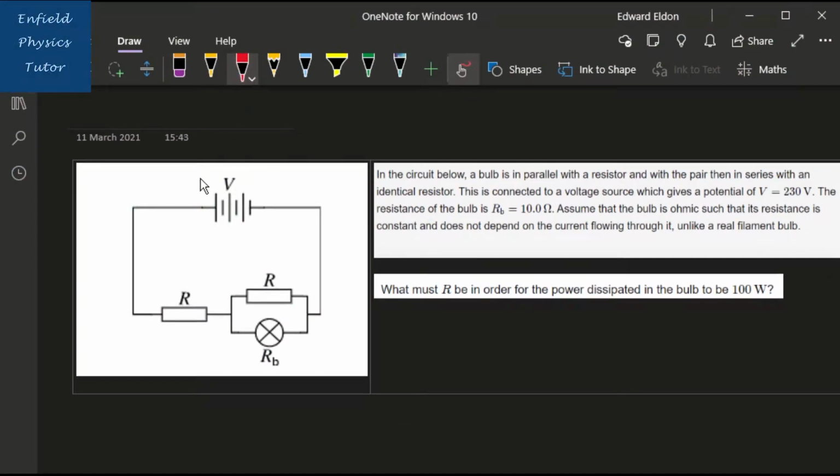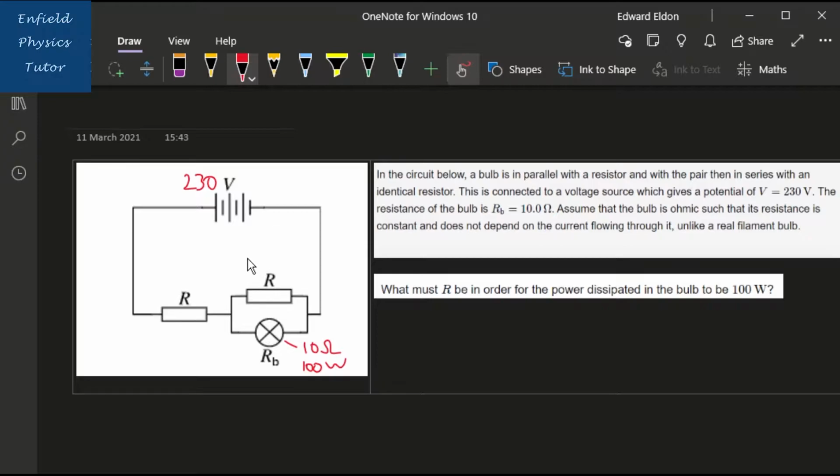We can say that this voltage we know is going to be 230. We know that RB is 10 ohms, so it's worth putting in. What must R be in order for the power dissipated in the bulb to be 100 watts? So we want to put 100 watts here as well.